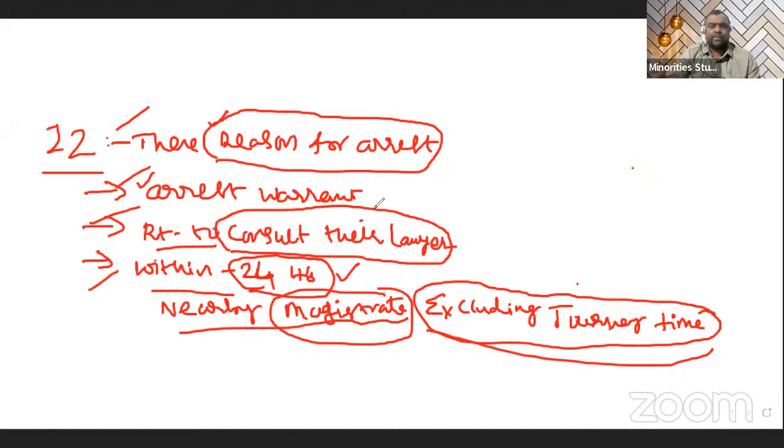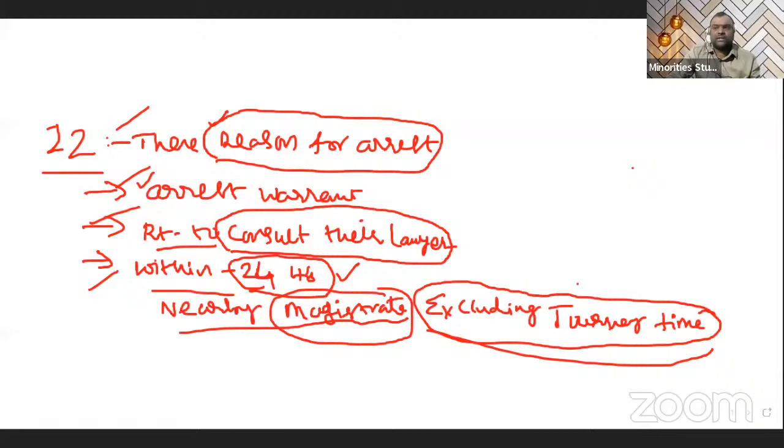If it is a holiday, suppose a person is arrested Saturday evening, there is no court. Even the district collector, everybody is not in town. So at least the MRO will be there. The police will go to the MRO and ask for police custody for 1 day or 2 days, depending upon the time. So this is what Article 22 talks about.